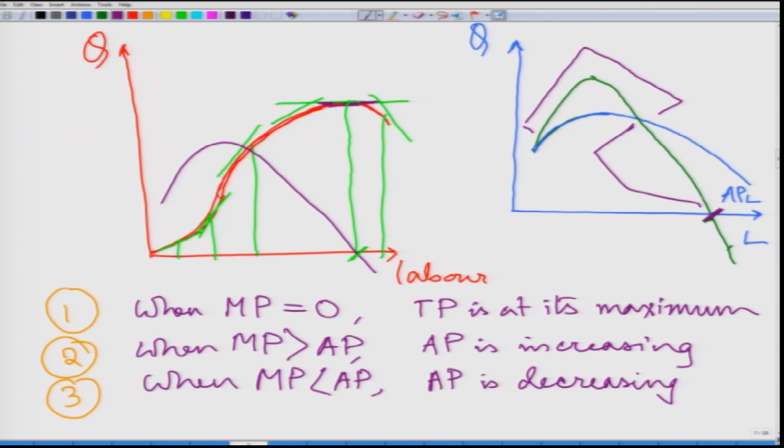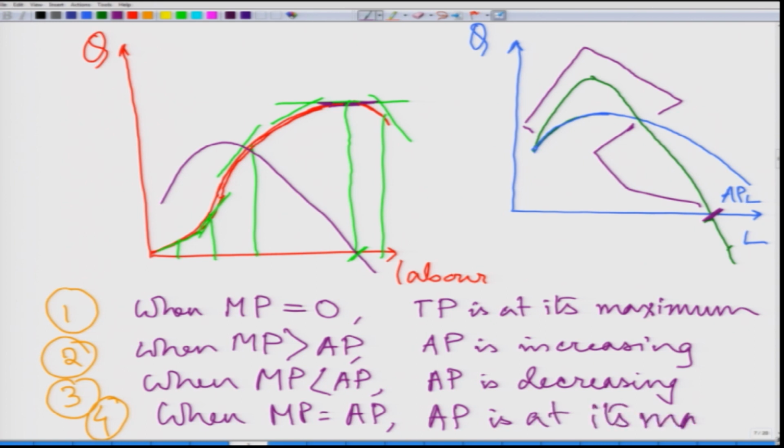Anyways, and when marginal product equals average product, my average product is at its maximum. So you can keep it like this, something like this. At this point your average product is maximum, when marginal product is equal to your average product.